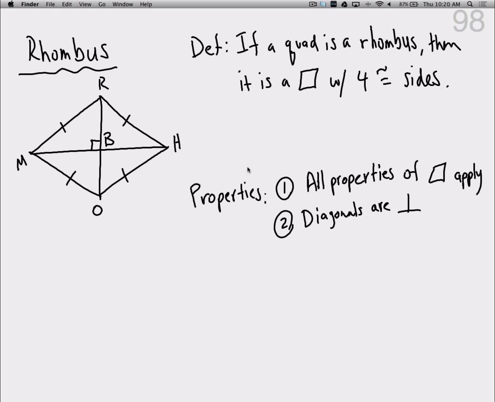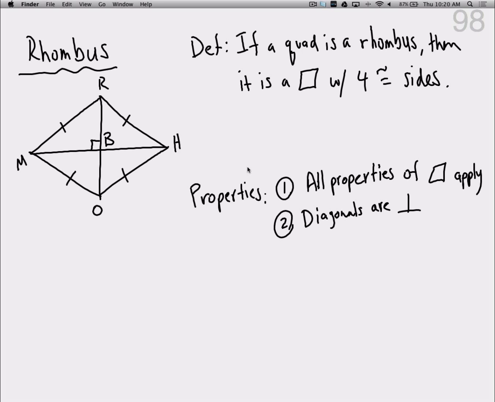I guess I should ask two questions. What else, or is there anything else? Maybe. Good, that's a good safe answer. Diagonals bisect each other. Are the diagonals congruent? Maybe.